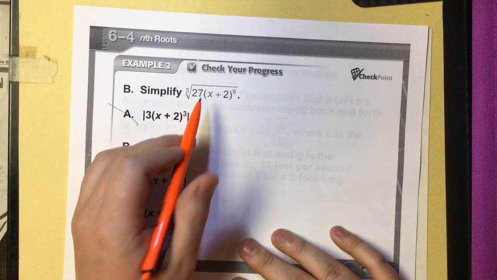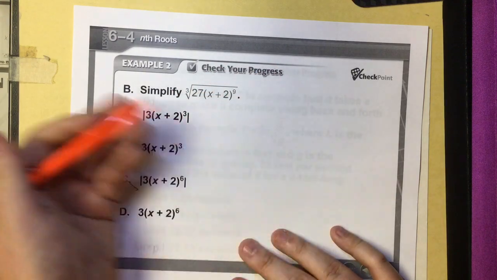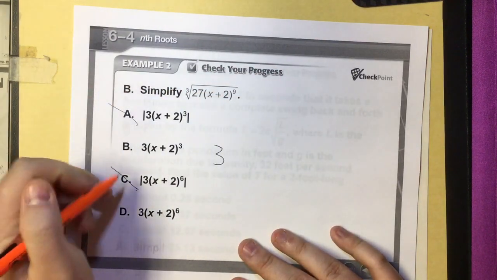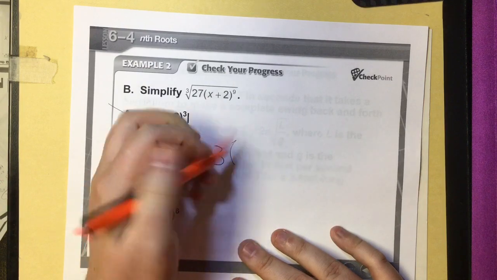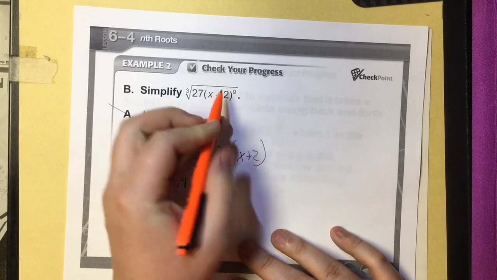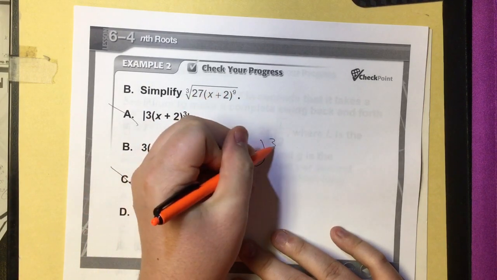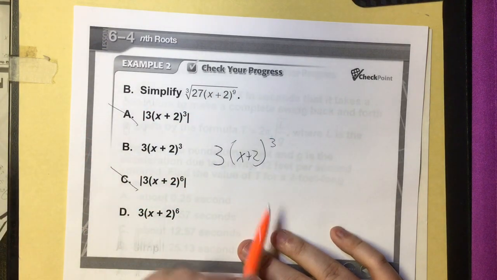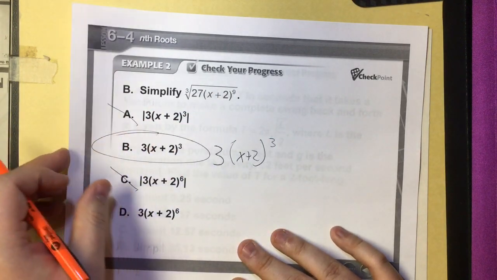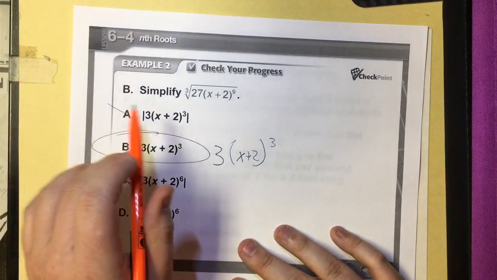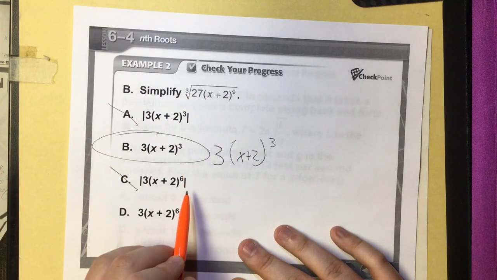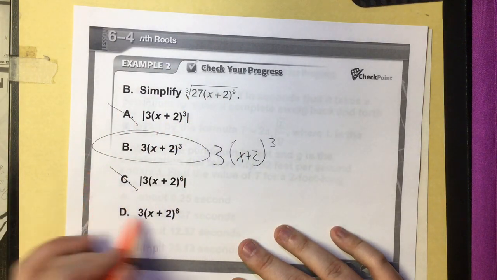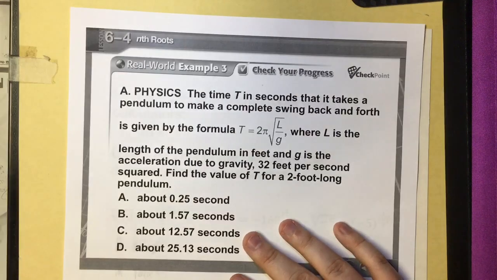The 3rd root of 27: 3, 9, 27, so the 3rd root of 27 is 3. x plus 2 in parentheses. 9 divided by our index, 3, is 3, so 3 times x plus 2 to the 3rd. Our answer is B. You divide the power by the index, not subtract. That's where that came from, subtracting. That's not right. You divide.